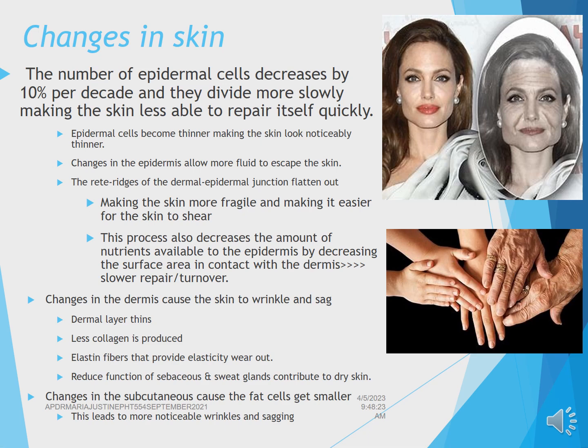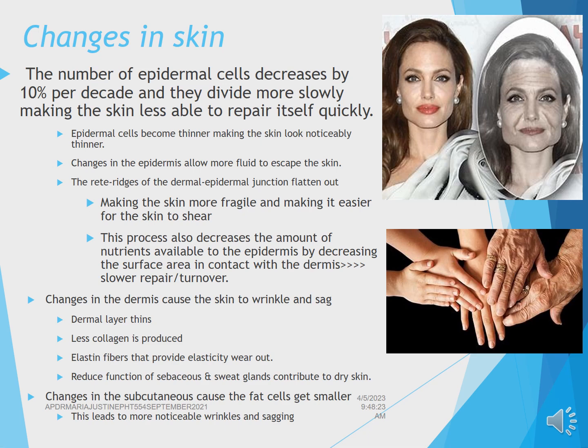The ridges of the dermal-epidermal junction flatten out, making the skin more fragile and making it easier for the skin to shear. This process also decreases the amount of nutrients available to the epidermis by decreasing the surface area in contact with the dermis, and slows repair and turnover.